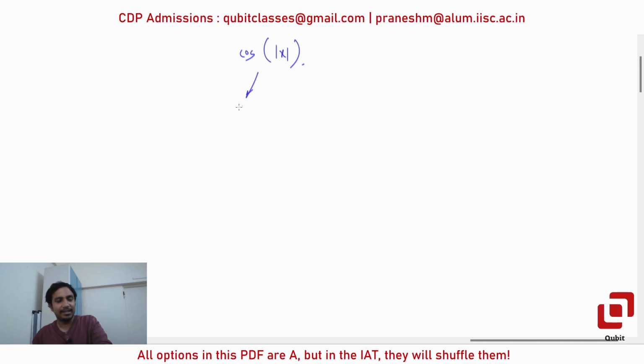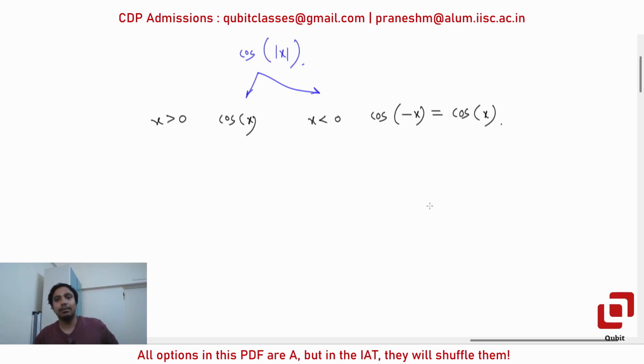Now it doesn't really matter about cos of mod x, because cos x itself is an even function, but let's see. X positive, cos x. X negative, cos of minus x, but it is actually equal to cos x when x is negative, right? Now let's take the derivative: minus sin x, minus sin x.